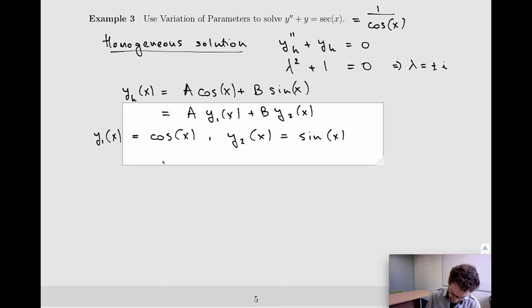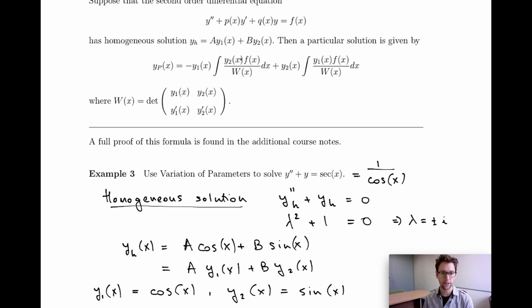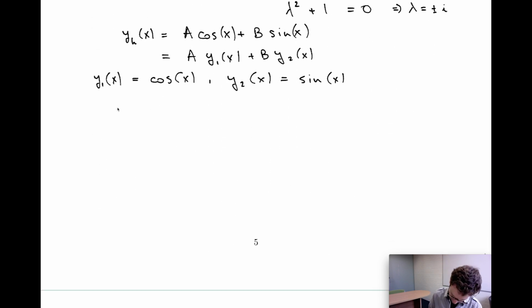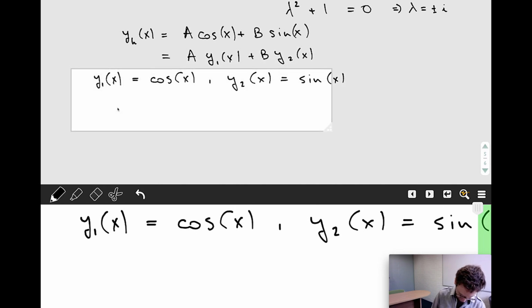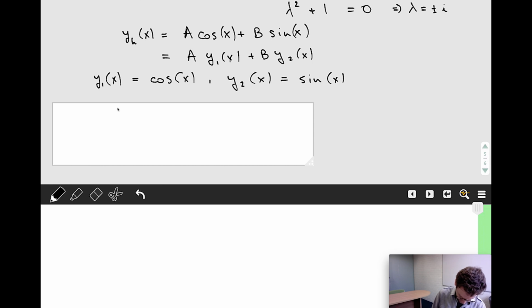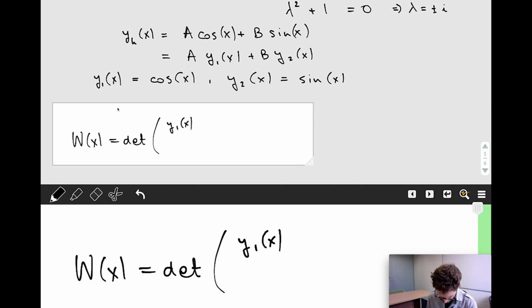So let's take a look back at the formula. You see that it's going to involve some integrals, and I'm going to need to calculate this matrix, the determinant of this matrix, W. So let's form that matrix and find its determinant. So we said that W is equal to the determinant of the matrix y1 of x, y2 of x, and its derivatives.